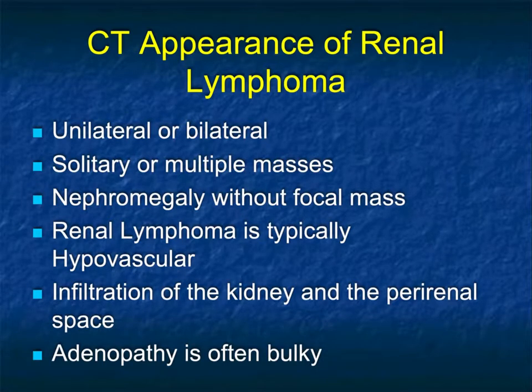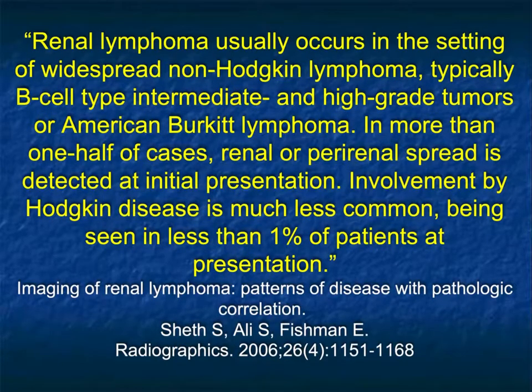Lymphoma can involve the kidneys most commonly as part of multi-organ classic systemic disease, but sometimes it's only the kidney. It can be unilateral or bilateral with solitary or multiple masses. Sometimes it's just typically nephromegaly. Renal lymphoma is typically hypovascular. Extension into the peri- and pararenal space is not uncommon. You can see extensive adenopathy, but you don't need to. And again, lymphoma is one of the causes of hematuria.